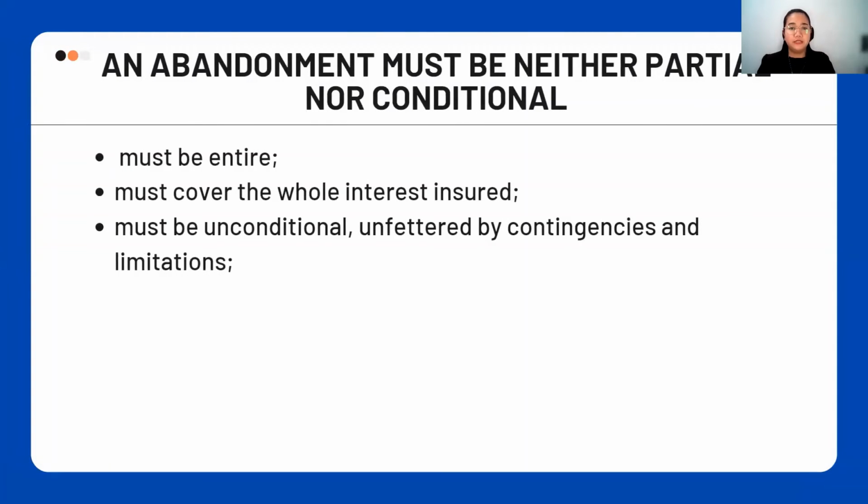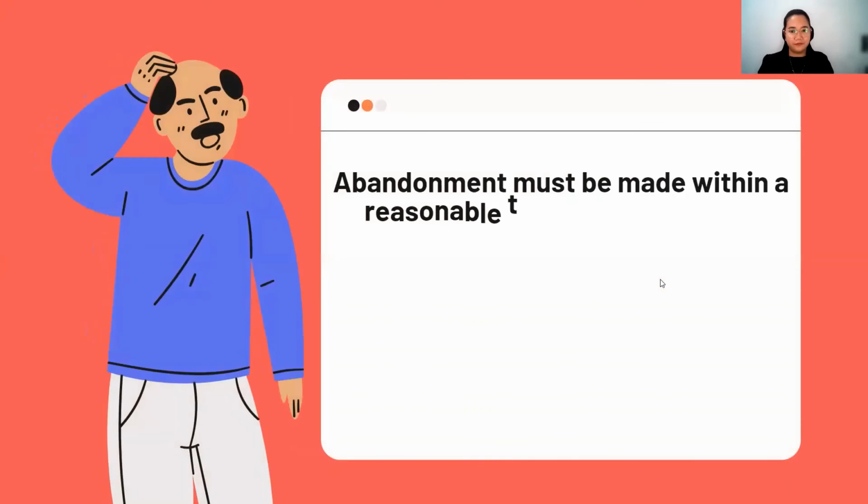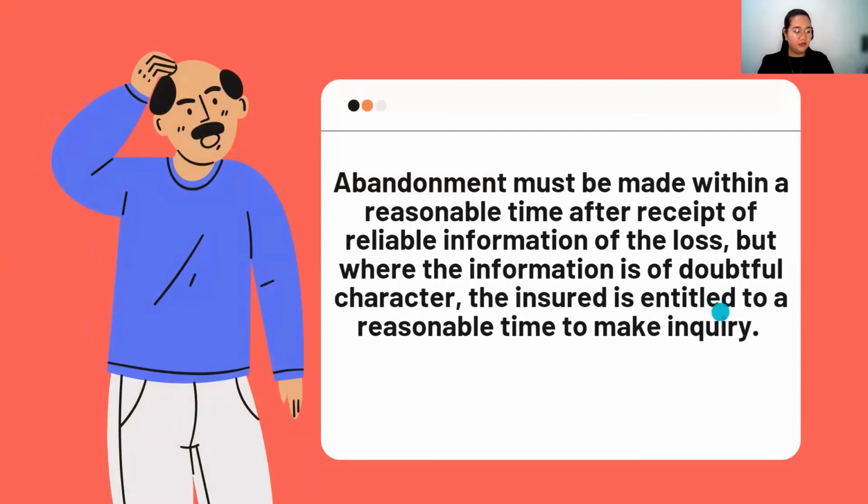An abandonment must be neither partial nor conditional. It must be entire. It must cover the whole interest insured. It must be unconditional, rather, unfettered by contingencies and limitations. Abandonment must be made within a reasonable time after receipt of reliable information of the loss, but where the information is of doubtful character, the insured is entitled to reasonable time to make inquiry.